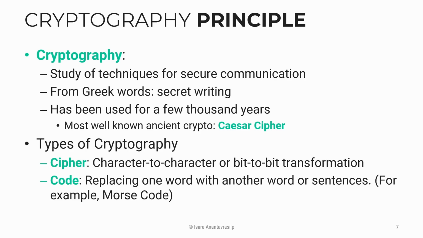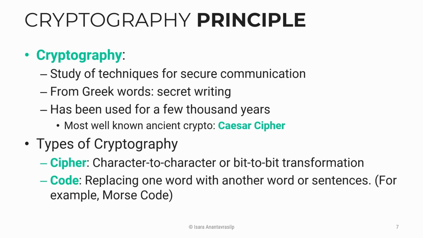All right, and the other kind of cryptography is code. Coding is the practice where you replace one word with another word or sentences. For example, Morse code, where you have short-long representing A, or short-long, I don't know, representing M, and so on. In this case, there is no particular algorithm to transform one symbol, one character, to another character. You just have to know the code words. You need to know the code mapping, that okay, this symbol represents that character, this symbol represents that character.